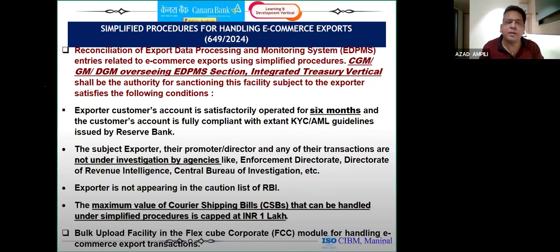For whom is this applicable? The exporter's customer account should have been satisfactorily operated for 6 months, and there should not be any enforcement directorate or investigation matter pending against them. And the maximum value of a courier shipping bill that can be handled is INR 1 lakh. These 3 points, remember, that is enough.